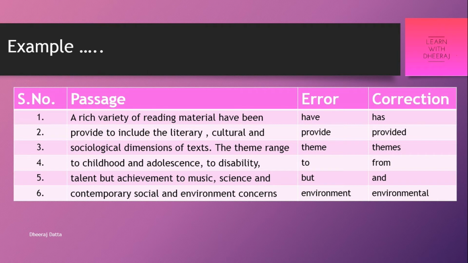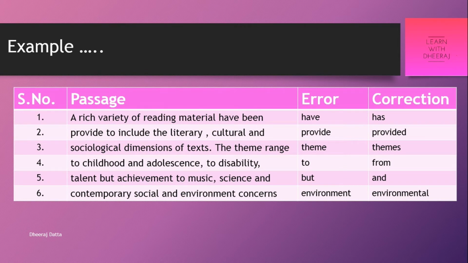So, using the word "theme" is incorrect because theme is singular, but the sentence further talks about a lot of themes. So, the incorrect word "theme" will change into "themes". So, it becomes "the themes range to childhood and education". Now, "to" also sounds wrong here. "The themes range from childhood and education to disability, talent." Okay, it makes more sense.